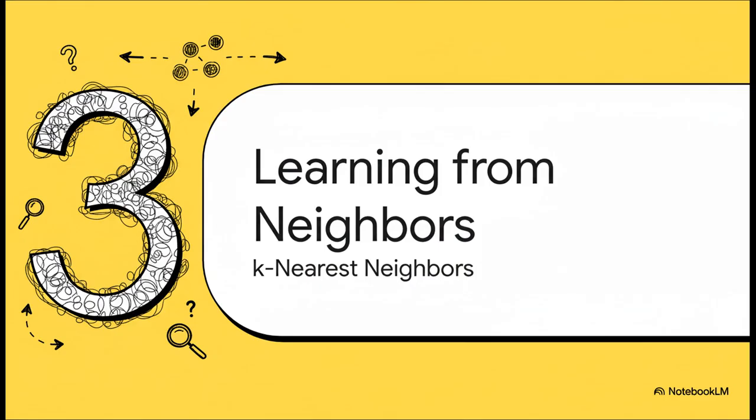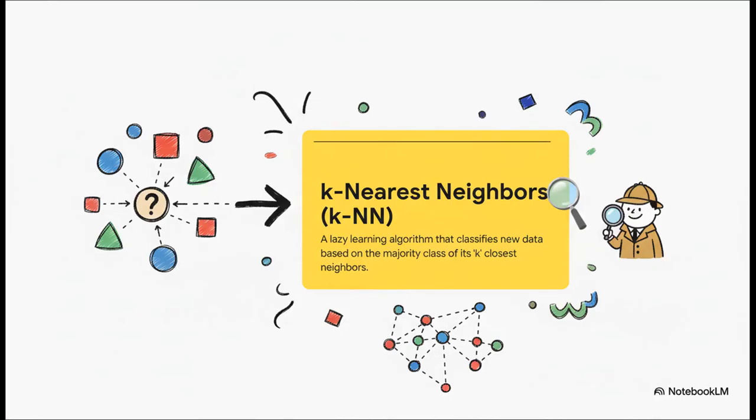Okay, let's move on to our next learner. Meet the social networker of the machine learning world, K-nearest neighbors, or just KNN. This algorithm pretty much lives by the old saying, you are who your friends are. Now, KNN is what's called a lazy learning algorithm. And it's lazy because it doesn't really build some complex model ahead of time.